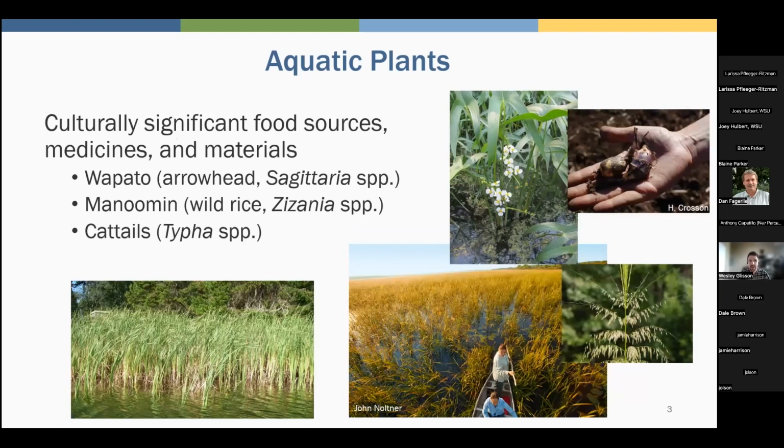We also know that aquatic plants are culturally significant food sources, medicines, and materials. Just a couple examples are wapato or arrowhead, which are Sagittaria species, which are used for food, manoomin or wild rice, Zizania species, especially in the Great Lakes region, as well as cattails or Typha species. So not only are these used by wildlife, but also by humans.